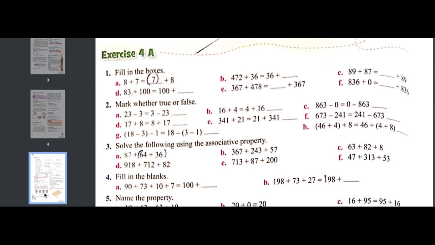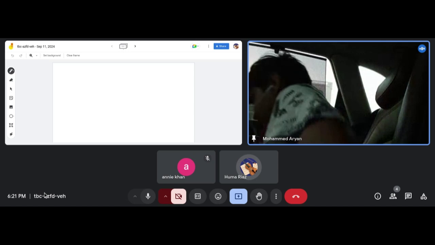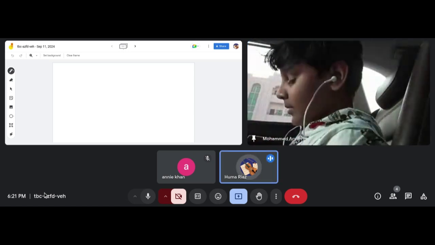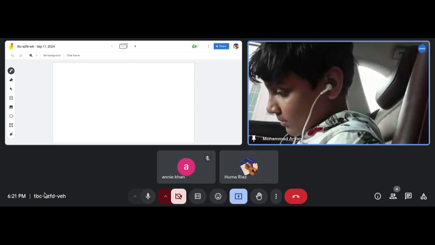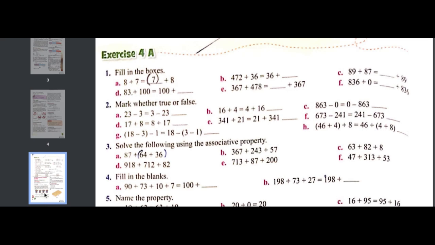Can you do this by yourself? You have to do this in your textbook. Okay? Yes, okay, now done. Then 89 plus 87 equals 87 plus 89.